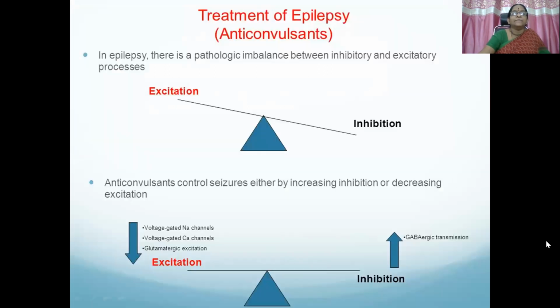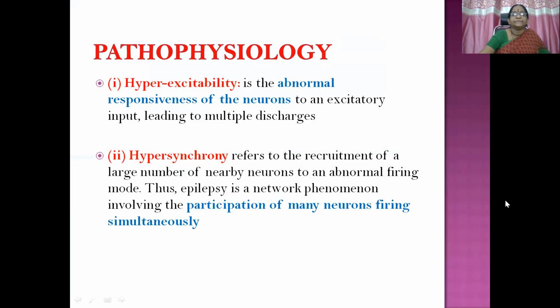So here you can see epilepsy: exaggerated excitation and inhibition of inhibitory forces. When we want to balance this through anticonvulsants, we need to reduce or control this excitation through inhibition of voltage-gated sodium channels, calcium channels, and inhibition of glutamatergic excitation. And the inhibitory pathway has to be stimulated, that is, GABAergic transmission has to be stimulated.